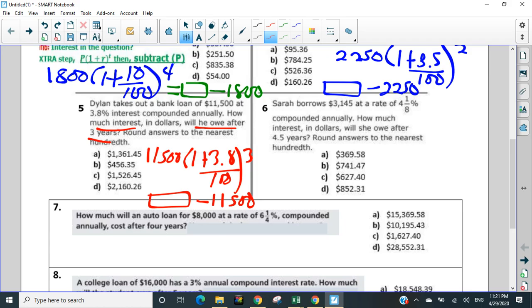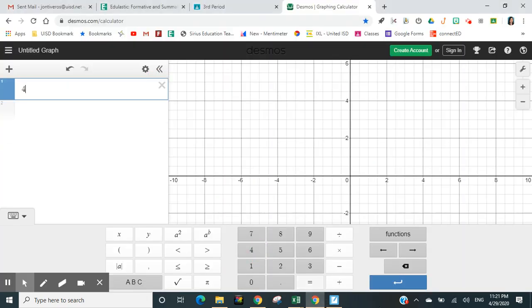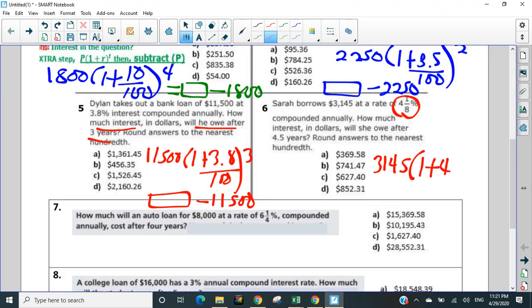Okay? Next one, number 6, the same thing. 3,145, open parentheses, 1 plus. Notice that this is a fraction. So you come to your calculator. 4 plus 1 out of 8. It gives you 4.125. 4.125 out of 100, close parentheses, and you need to put 4.5. Notice that the question is asking for interest, so in the end, you're going to have to subtract the 3,145.